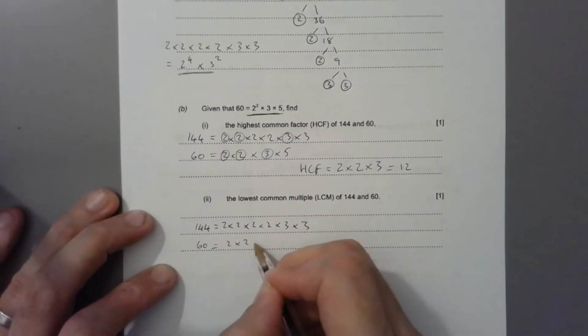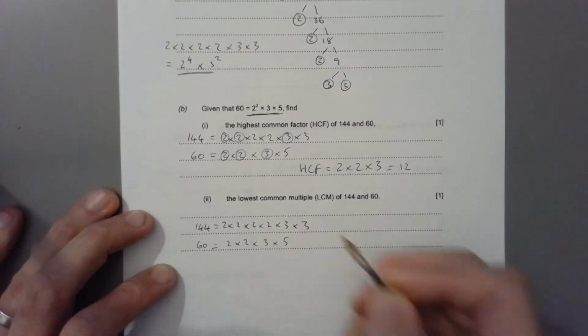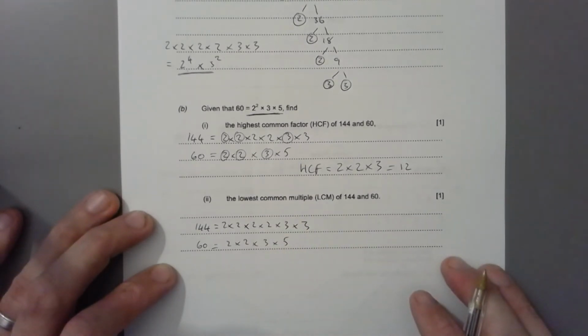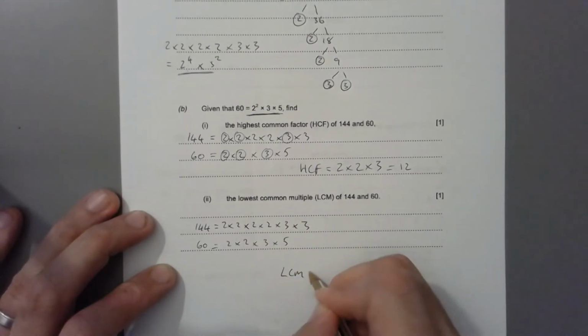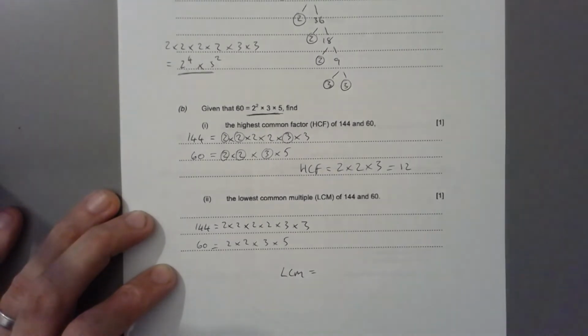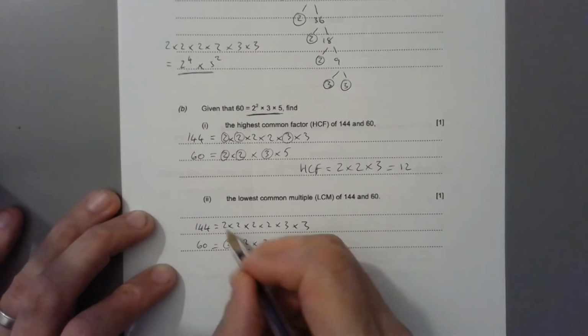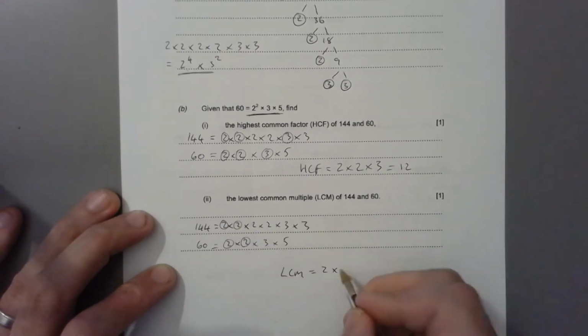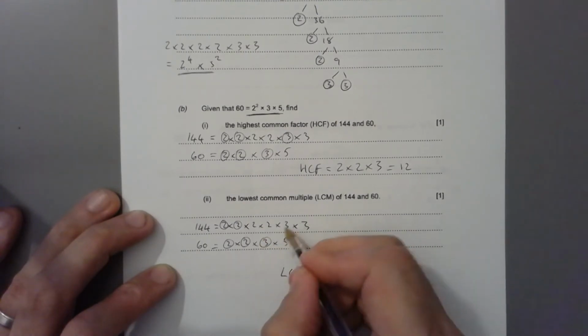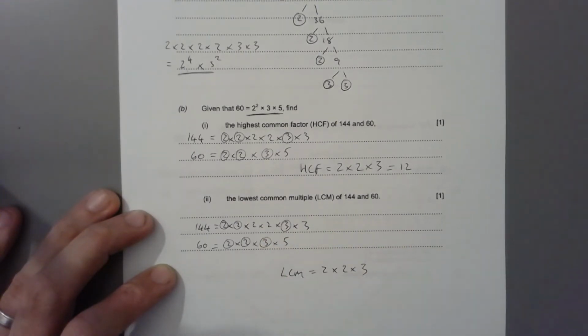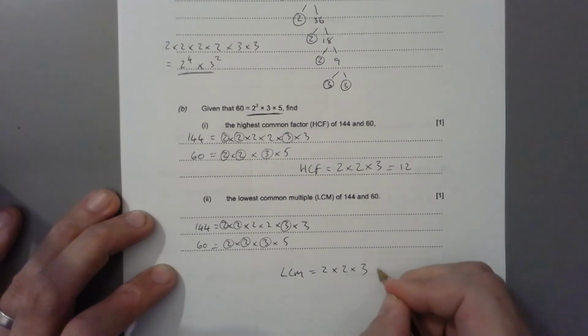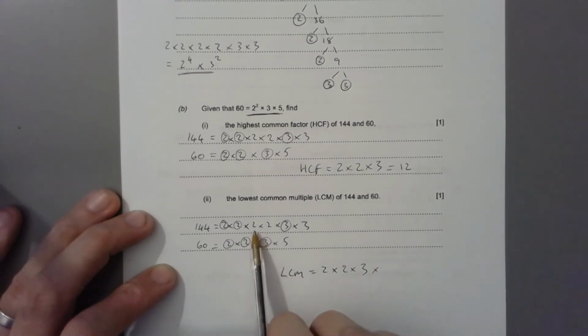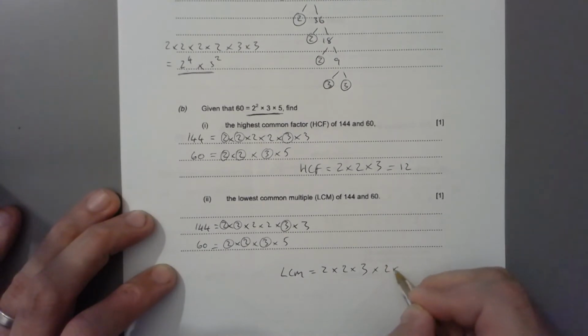The lowest common multiple is basically the numbers which are in both lists and whatever's left over. So we've got a 2 there and a 2 there, a 2 there and a 2 there, we've got a 3 there and a 3 there. So it's like your HCF, but then we also multiply by the numbers which are left over. So we've got a 2 there, 2 there, 3 there and a 5. So it's 2 times 2 times 3 times 5, and we've got to work all that out.